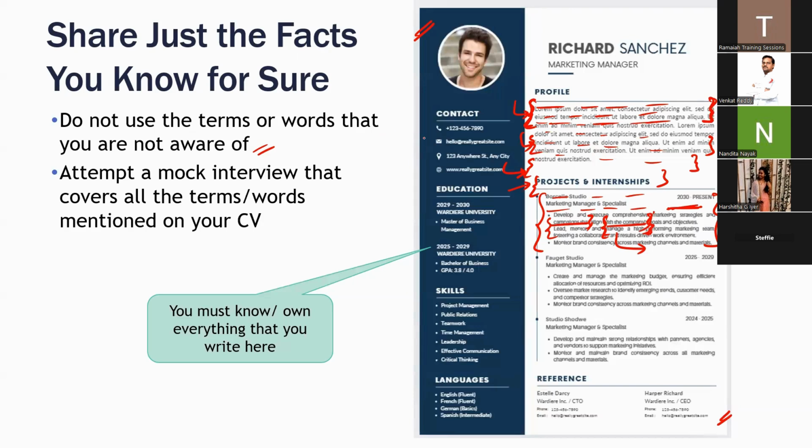So what you must do is take your own CV and put yourself in the shoes of the recruiter. Imagine you are the recruiter. Try to ask around 50 to 100 questions, very much customized to your own CV. These questions should be related only to your CV. And if you have answers to these questions, automatically you will step into an interview room with a lot of confidence.